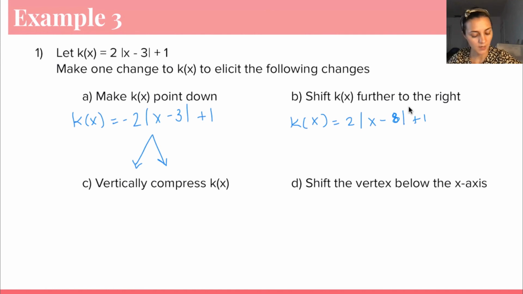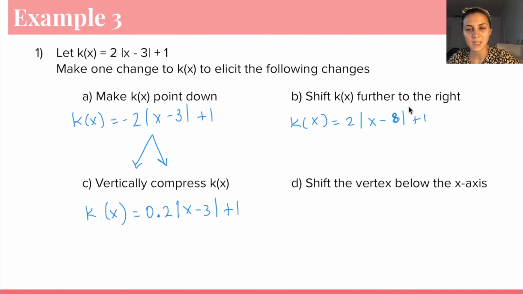Cool. Part C wants me to vertically compress k. Okay, so I need to vertically compress k. That means I need to make my a value very small. So my k value was 2. I need to make it less than 1. So maybe I'll make it 0.02. Keep everything else the same. That will compress it.